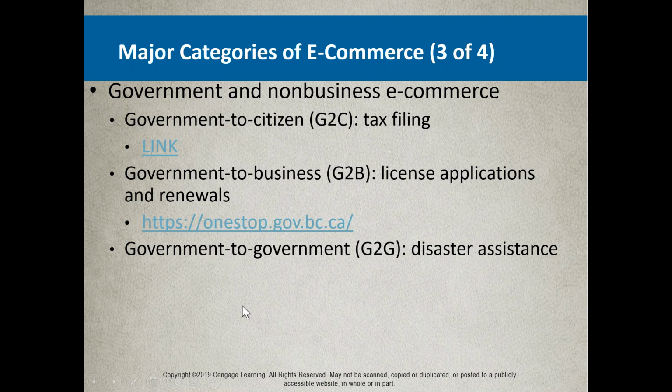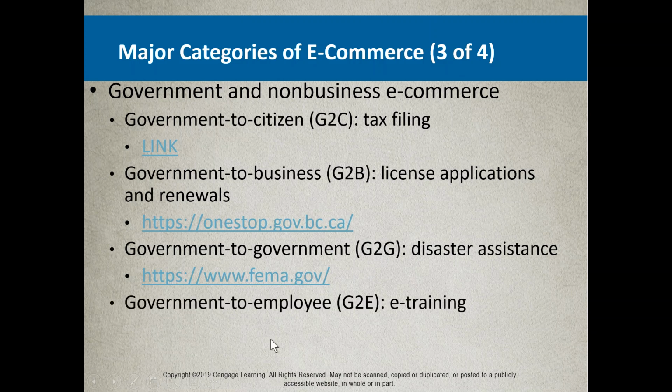Government to government. That's kind of odd, isn't it? But there's a lot of different levels within governments. There's municipal, provincial, federal government, and even intergovernmental departments within other countries. You see this with disaster assistance. FEMA would be a good example, because FEMA is that large organization in the States, and they bring together a lot of different resources together, and that would be a site. It would be an example of a government to government.